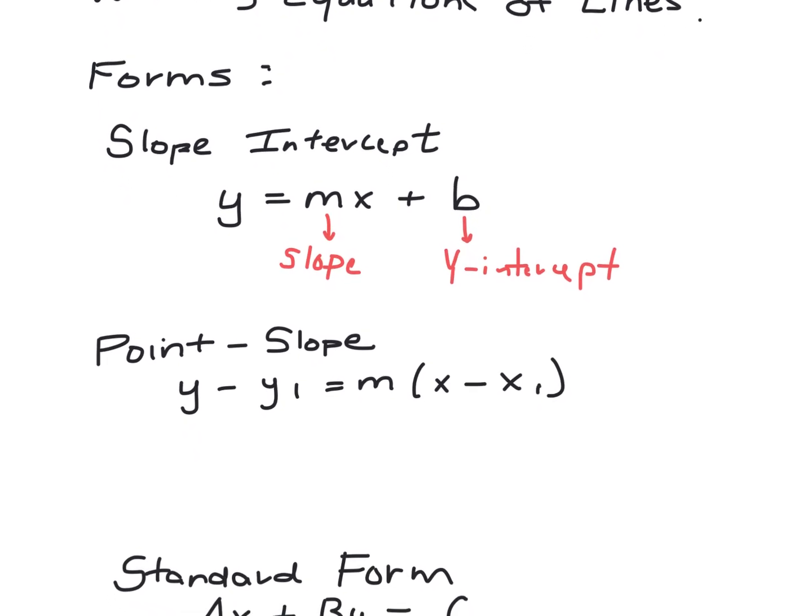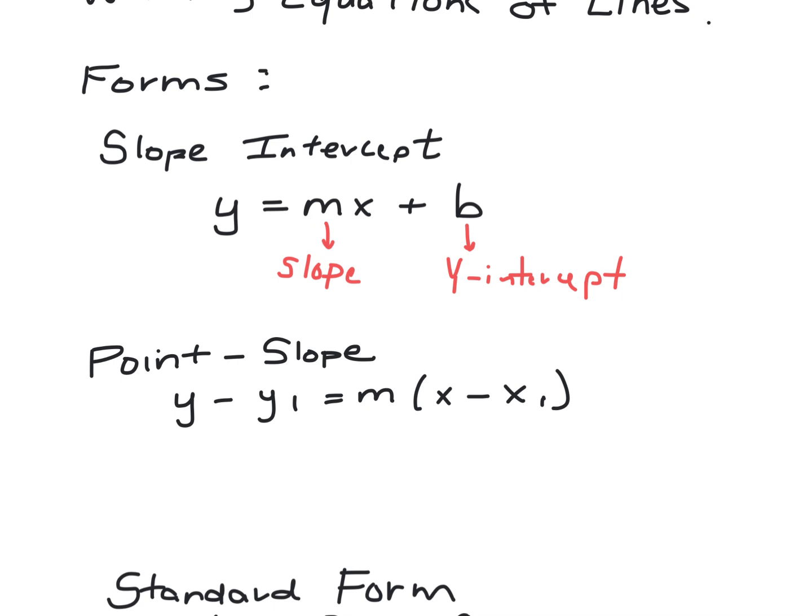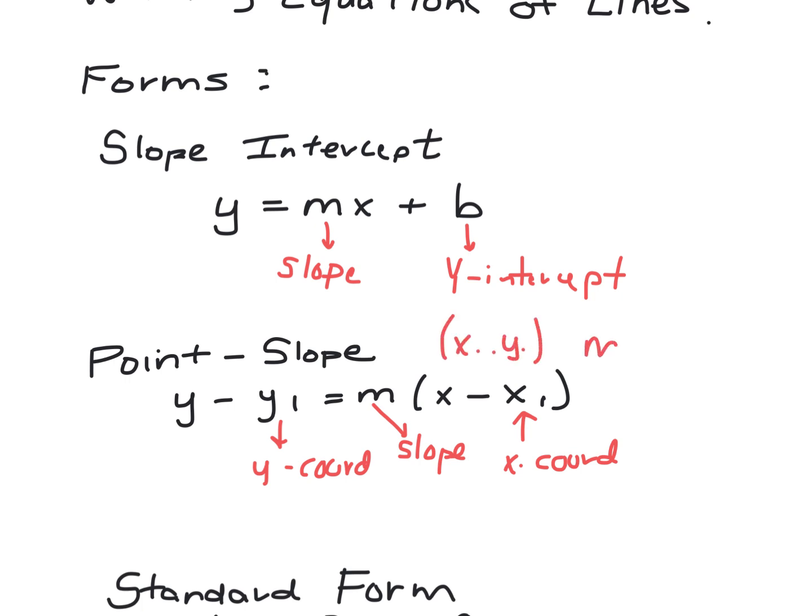We also have what's called the point-slope form of a line, which is when you have a point and a slope. Your point is going to be plugged in with the x-coordinate right here, and the y-coordinate right here. And once again, your m is your slope. So this would be when you have a point with the coordinates x sub 1, y sub 1, and then a slope.